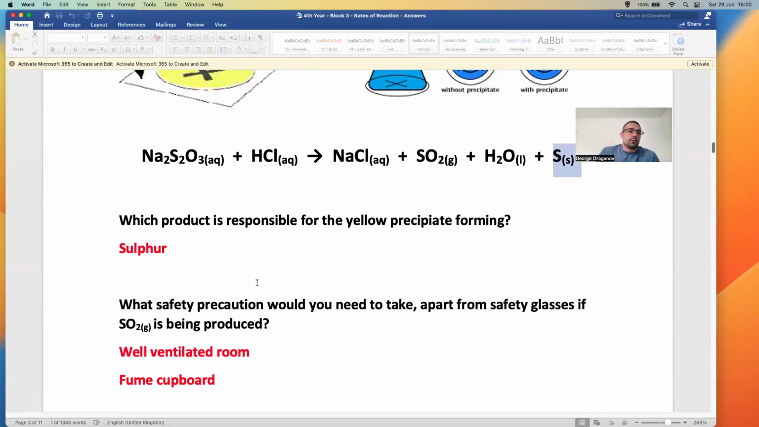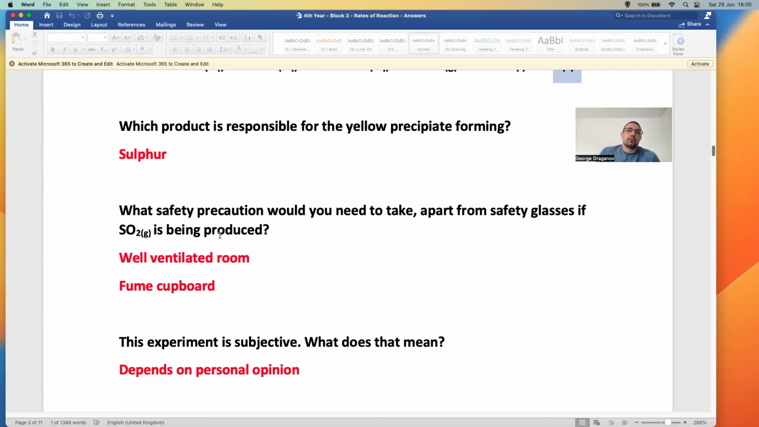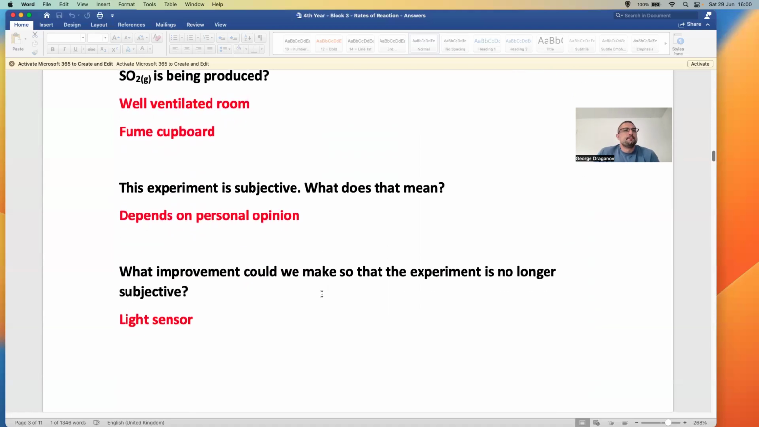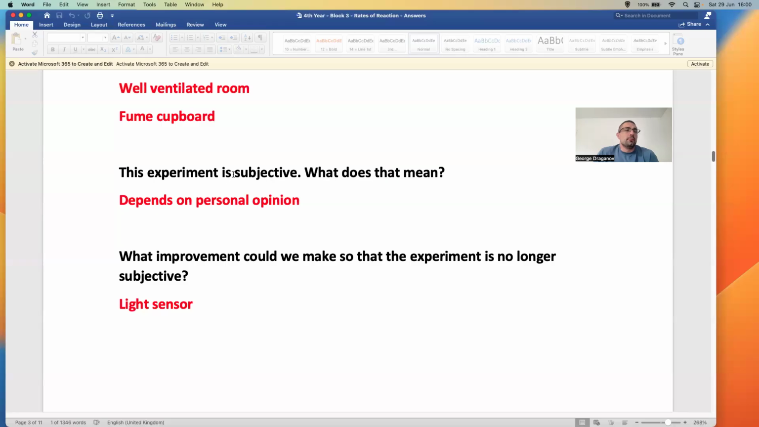So the precipitate is because of the sulfur. The SO2 is quite dangerous because it's a respiratory irritant, so you would need a fume cupboard. So the only problem is obviously it's subjective when you can't see the cross, so you should keep the same person. The improvement is to use a light sensor.